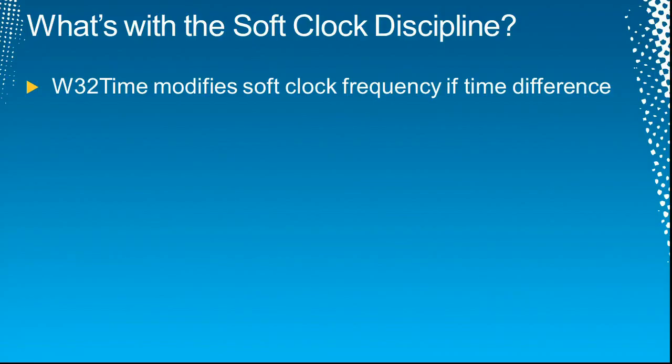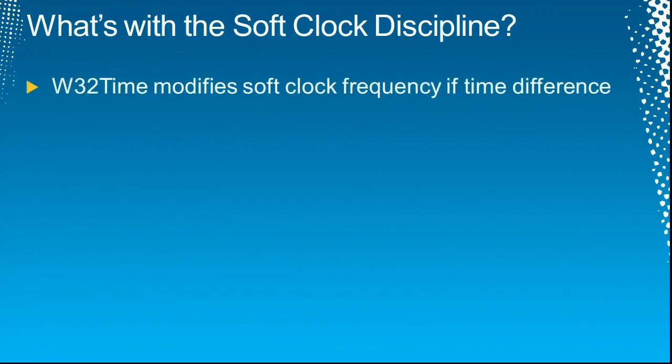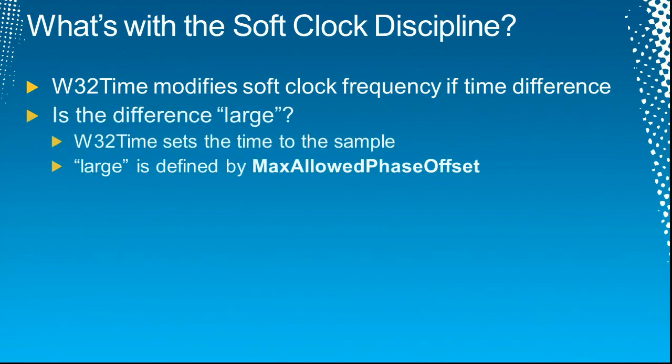So there is a concept of not only, okay, there's a delta, that's when discipline happens, but also if the difference is large, which is defined by a specific setting that you can control by group policy or by registry, then to avoid worse problems in the system, we actually set the time of the client to that specific time sample.